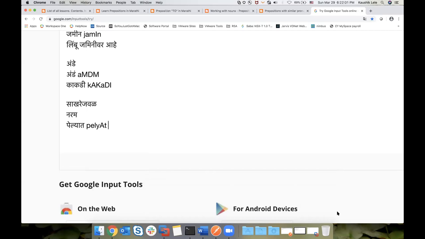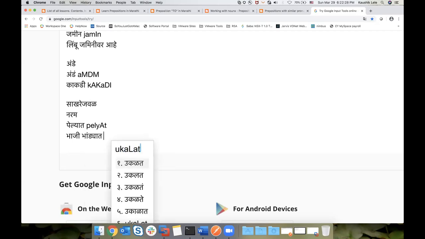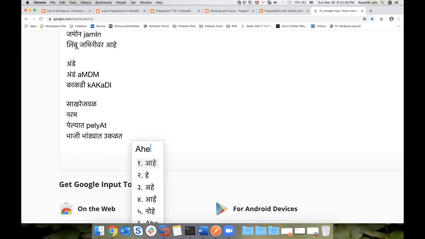Vegetables boil in the pot. Phal bhaji bhandyat ukalat ahe. Ukalat ahe, it's boiling.